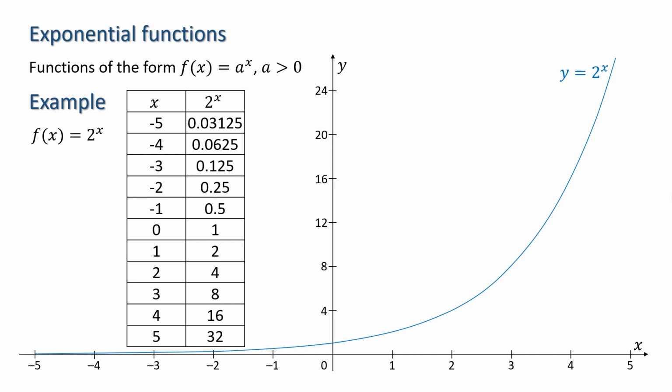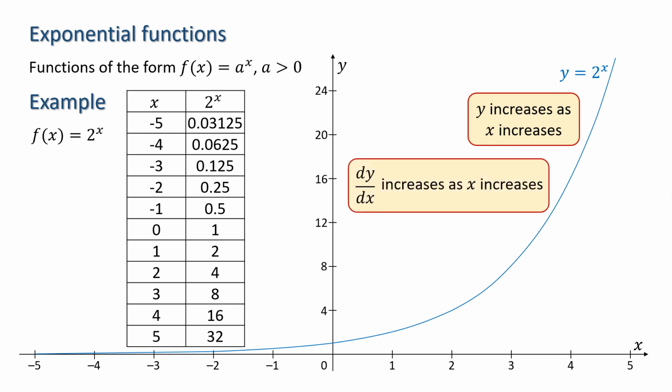There are a few key things to note about the behaviour of this function. We can see that as x increases, y increases. In this case, because the curve is y equals 2 to the x, the value of y doubles each time x increases by 1. This also means that the gradient keeps increasing. This is typical exponential behaviour.